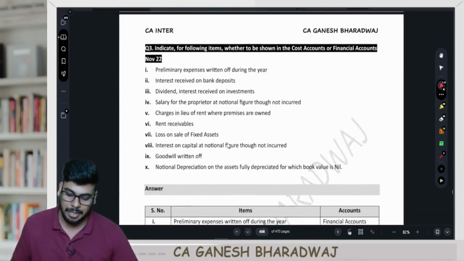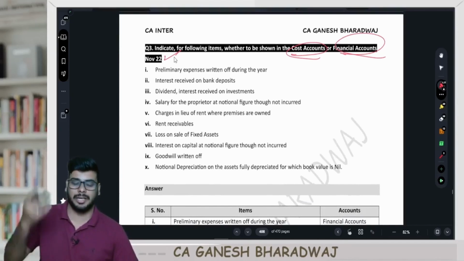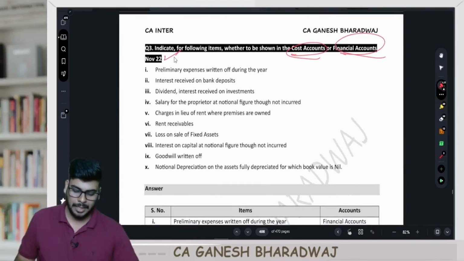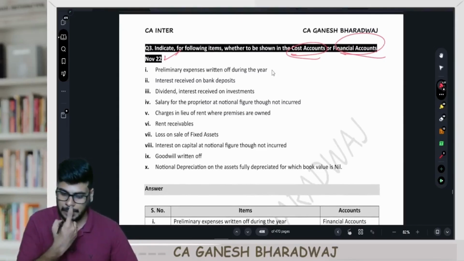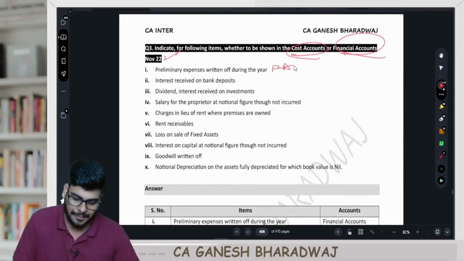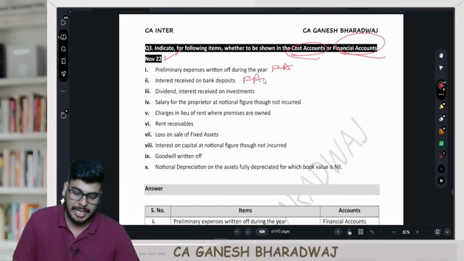Indicate for the following items whether to be shown in cost accounts or financial accounts. This was tested earlier, long time back in November 22. Now look at this. Preliminary expense written off. Will it be a costing item or a financial item? Financial item, right? You can write FA. Then interest received on bank deposits, financial item. Dividend interest received on investment, financial accounts.